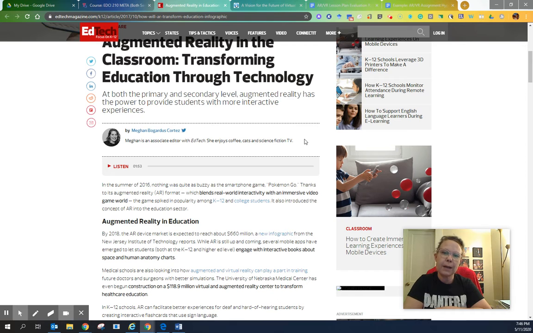So augmented reality and virtual reality in education are fairly new concepts and technologies. They were technologies designed for other things, and they've been adapted for educational applications, which is super awesome, and we're really lucky to have them. So, the difference between augmented reality and virtual reality.